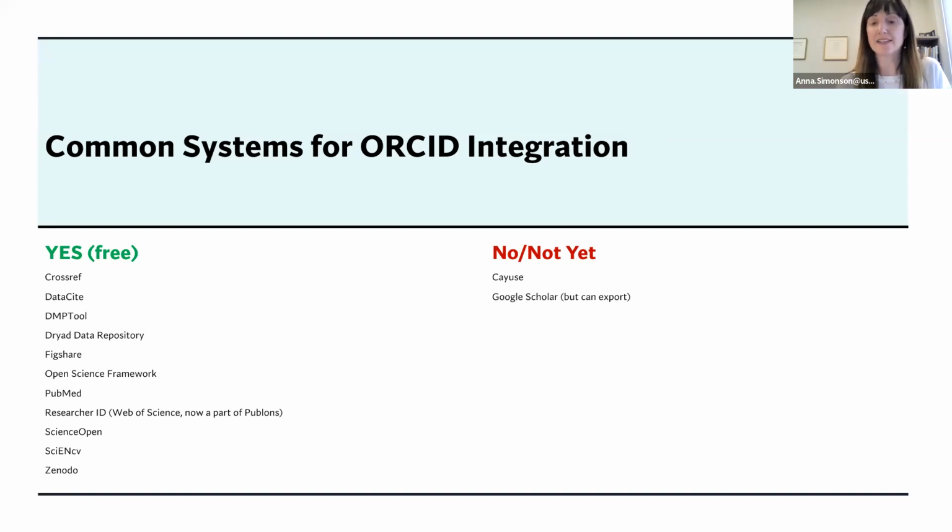Things you might ask about, whether they're integrated with ORCID, that are not yet, is Cayuse. Wouldn't that be great? I think they're in discussions. And then Google Scholar. But we are going to talk about Google Scholar because you can export from Google Scholar and put those records into ORCID.